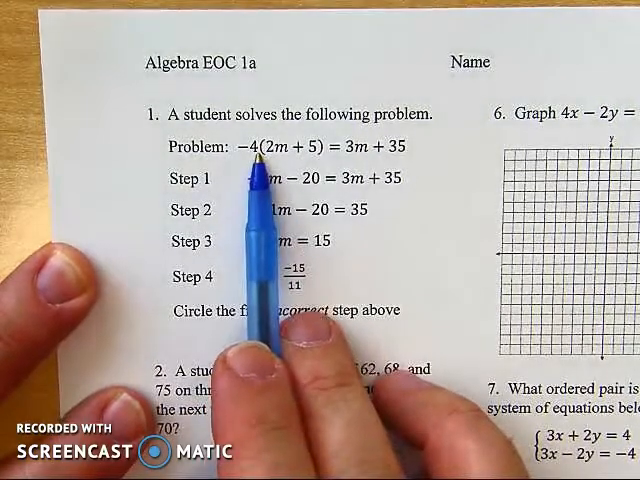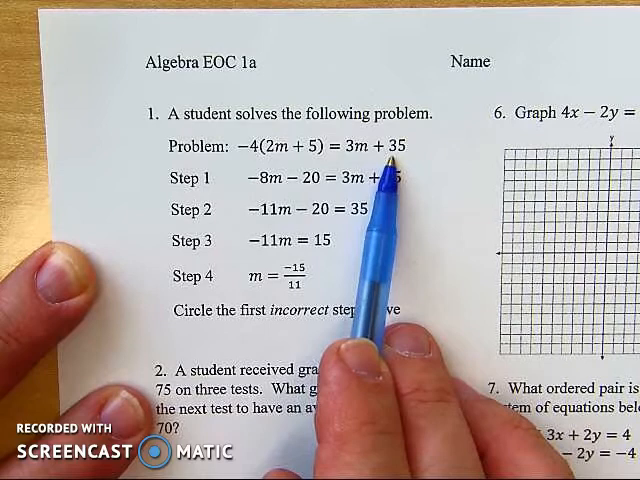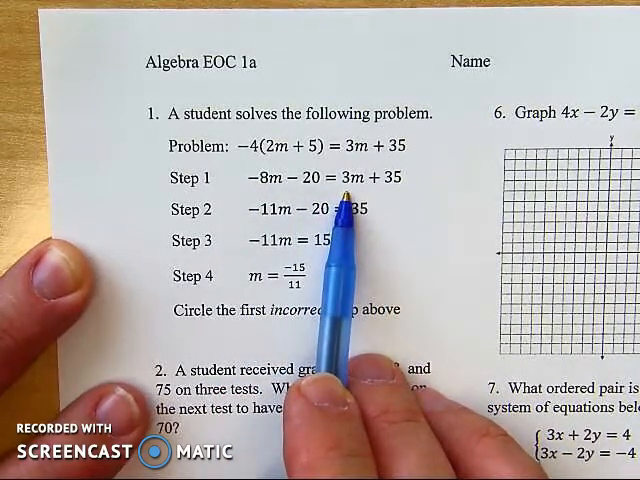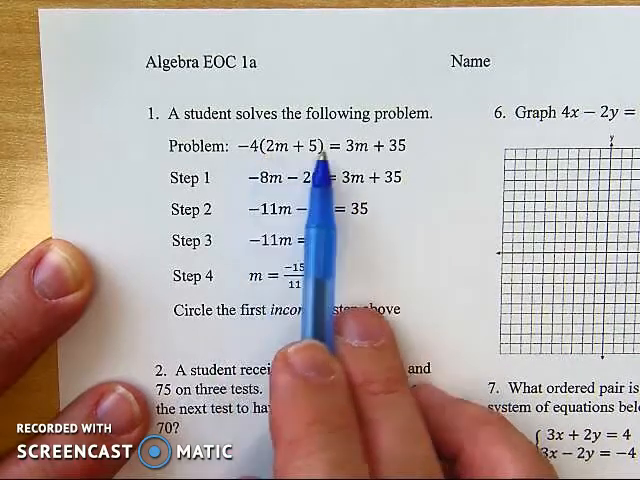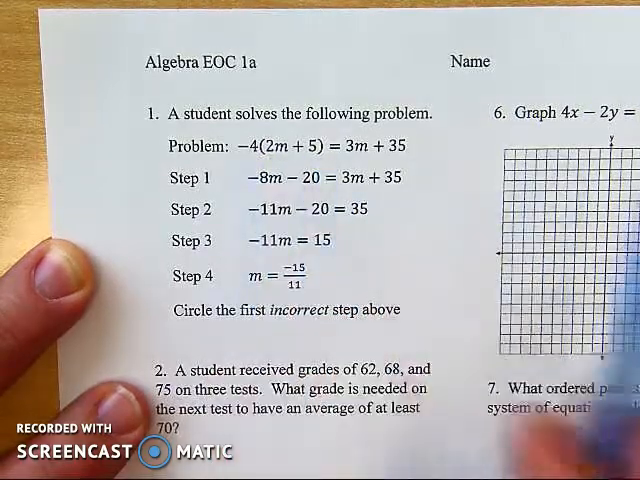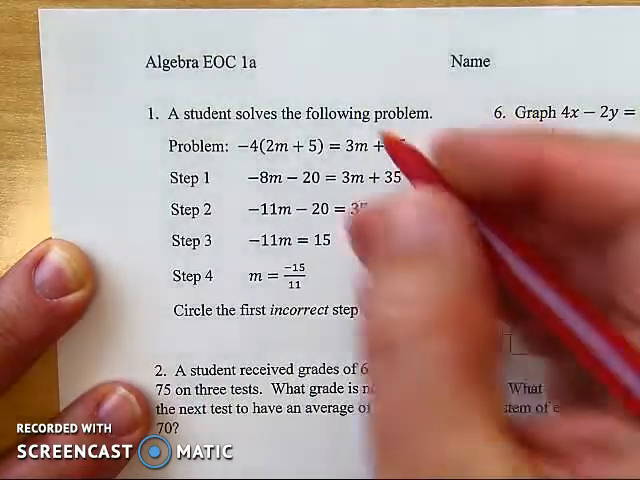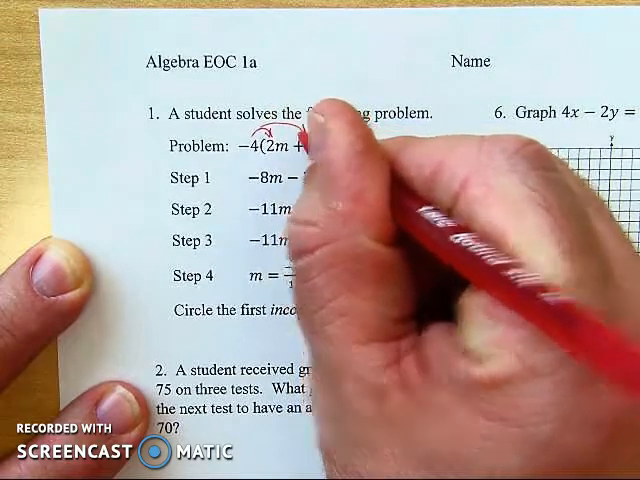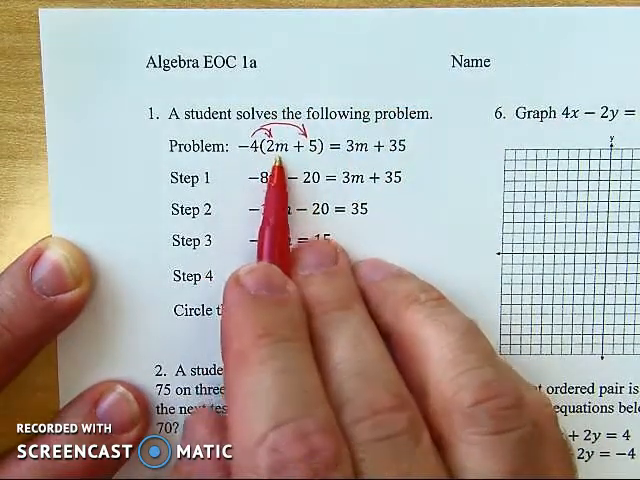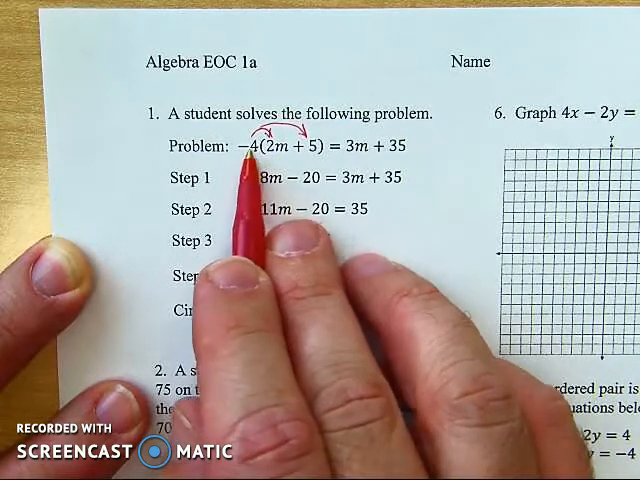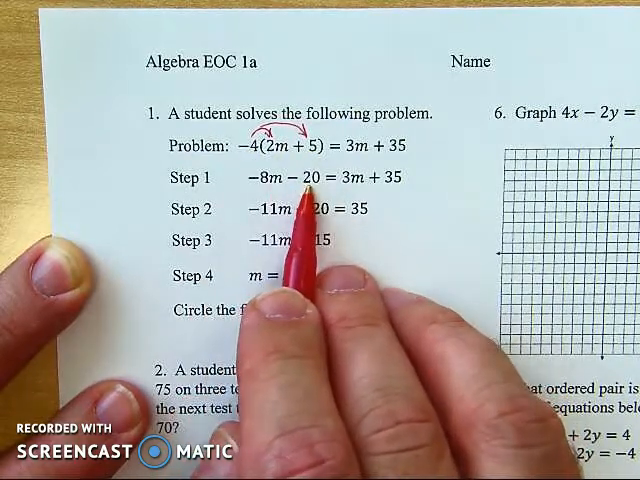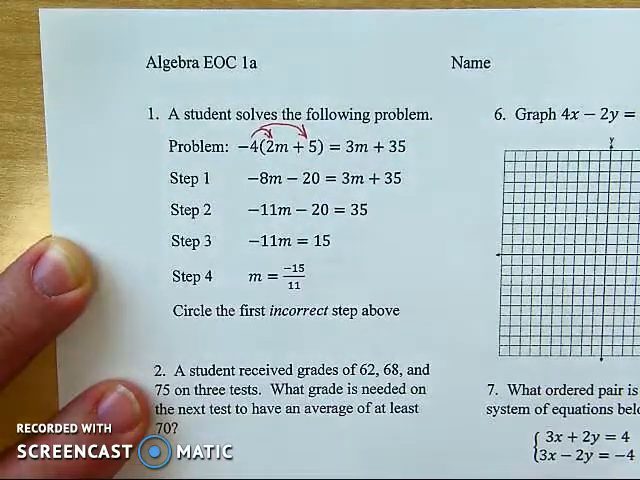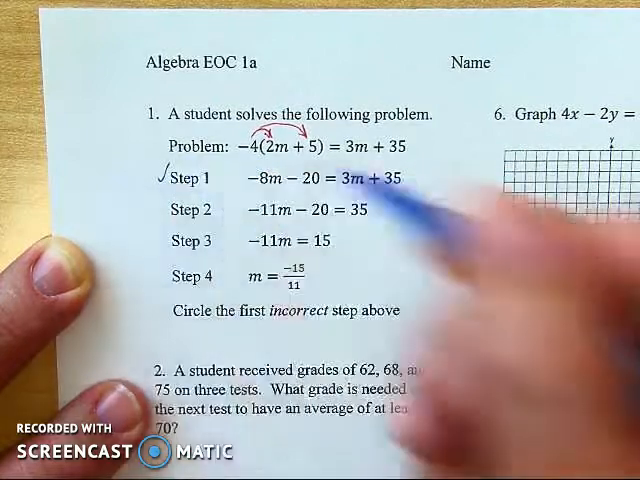So what you need to do is look at the first line and compare it to the second line and see if you can tell what has changed. And the obvious thing should be the parentheses, and we know that that would be the distributive property. So we have to check to make sure it was done correctly. To do distributive property, we'd multiply -4 times 2m, we'd get -8m, and also -4 times 5, and get -20. The right side is the same, so I'll get it in blue here. So step 1 is perfectly fine.